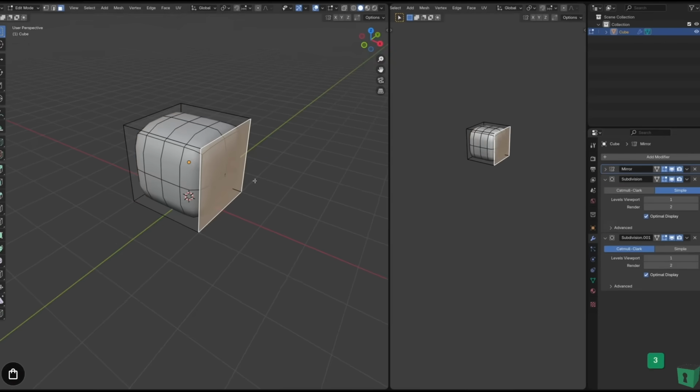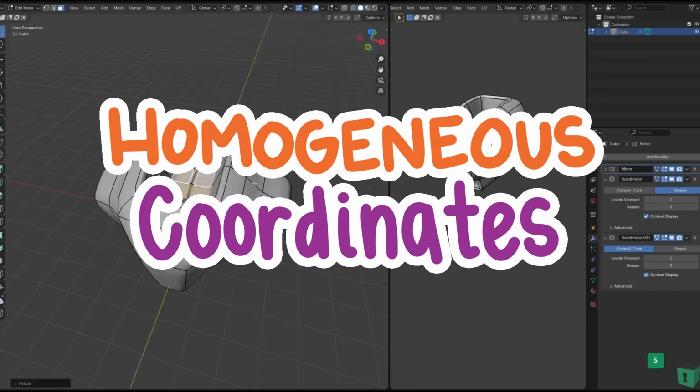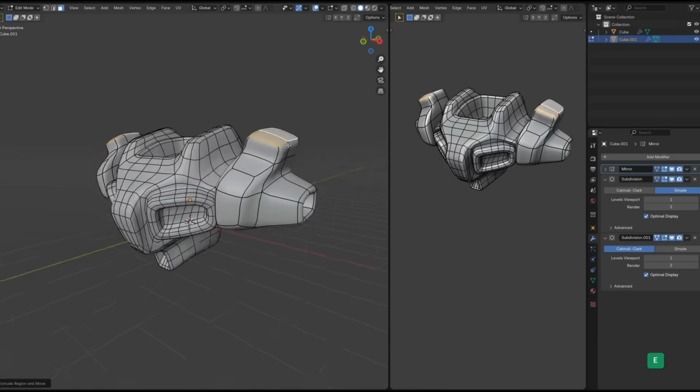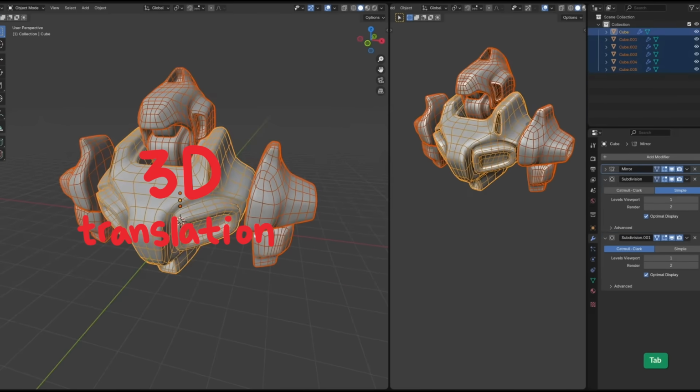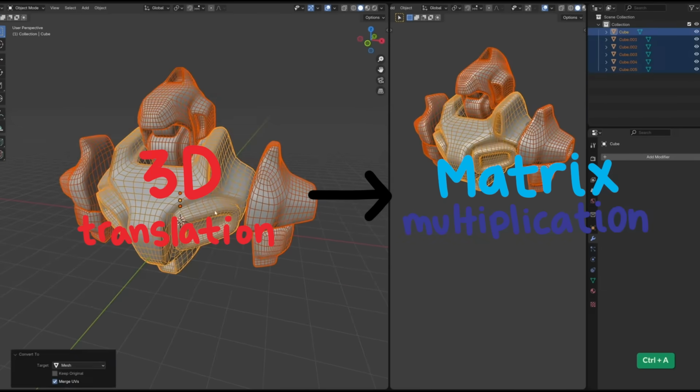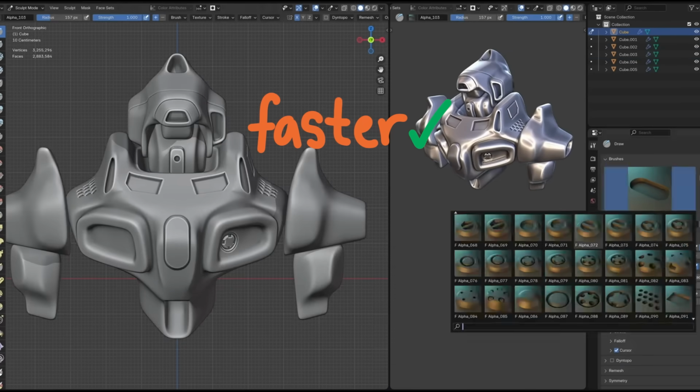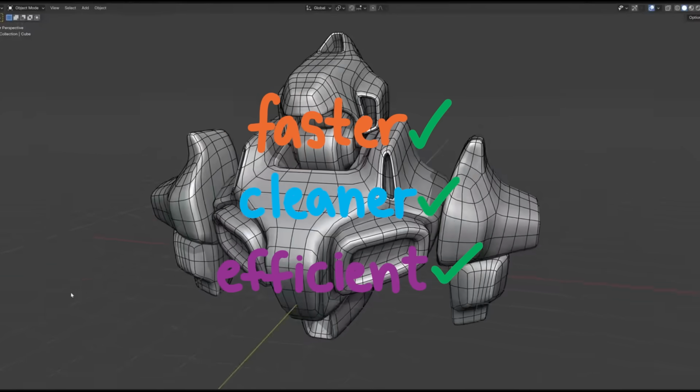In this video, we'll show you how animators model objects in 4 dimensions using something called homogeneous coordinates, and how a clever trick with a 4-dimensional shear transformation lets us perform 3D translations using only matrix multiplication. The result: faster, cleaner, and more efficient animations.